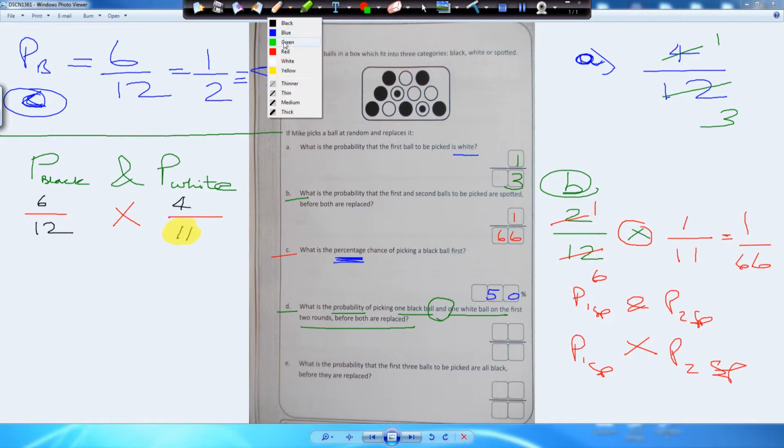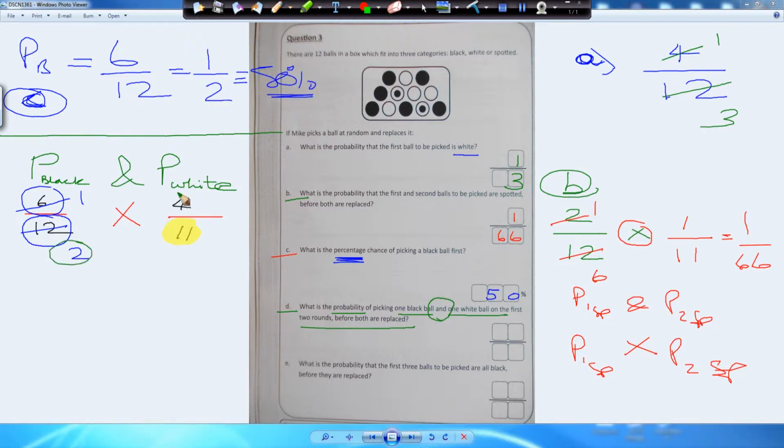Okay, now we're going to simplify it. Can we cancel, folks? Yeah. We can cancel which direction? Vertically. 6 divided by 6 is 1. 12 divided by 6 is 2. Can we cancel diagonally now? Yes. 2 and the 4 we cancel diagonally, by 2. So 2 divided by 2 is 1. 4 divided by 2 is 2.